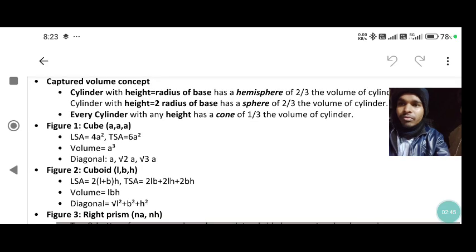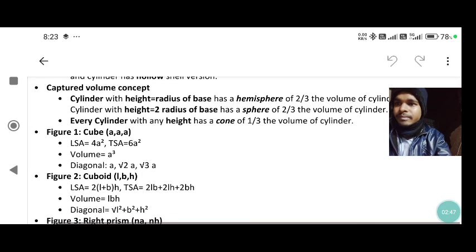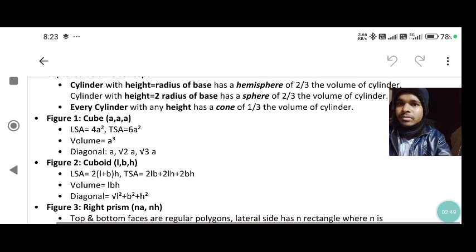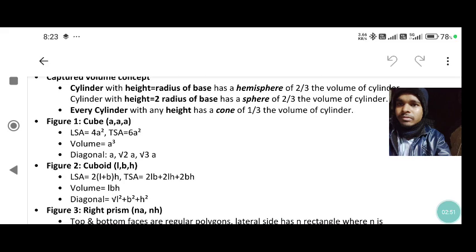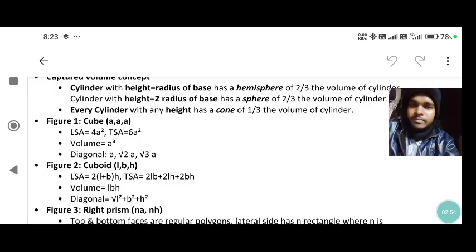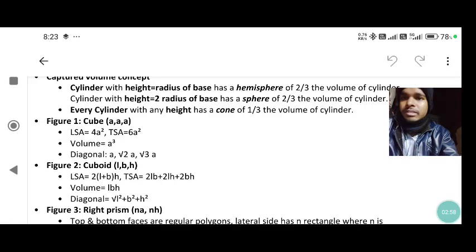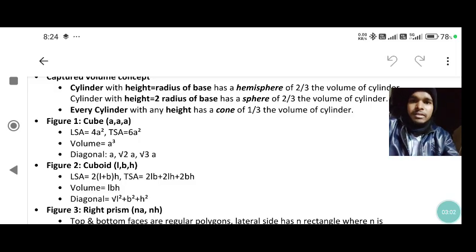which is 2/3 the volume of the cylinder. Sorry, it means the sphere is covering 2/3 of the volume of the cylinder, and the hemisphere is also covering 2/3 of the cylinder. But a cone covers 1/3 of the volume of the cylinder.